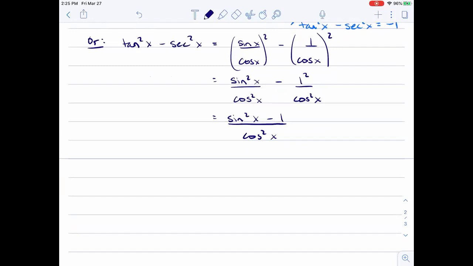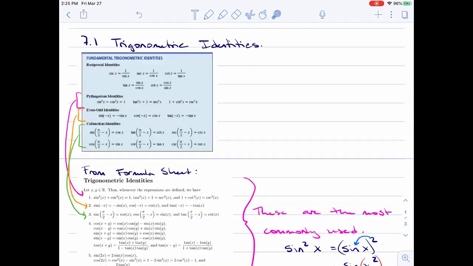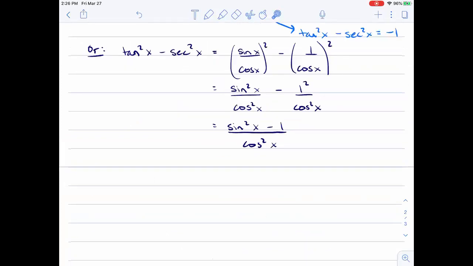Now what can I do? I can rewrite this. I would say this is the most common identity that we've got, right? Sine squared x plus cos squared x is 1. So I can use that here. If I do a little rejigging, then I get sine squared x minus 1 is, so what I'm doing is moving this one over to this side and the cos squared over to this side, making it negative cos squared x.